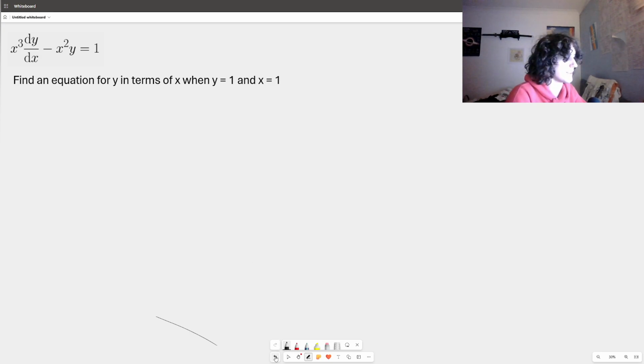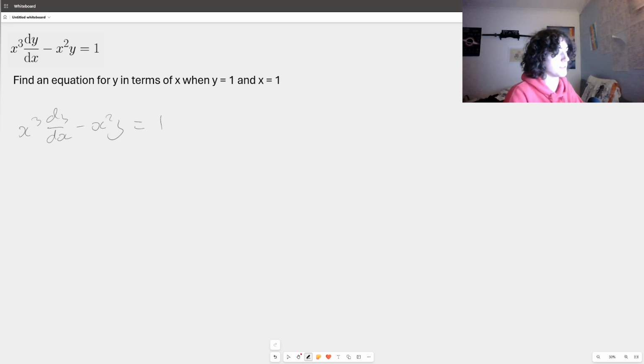So let's get started. We have x cubed dy by dx minus x squared y equals 1. Now we can see that if x cubed is going to be our x term, the differential of x cubed is 3x squared. Unfortunately, we only have a minus 1x squared. So this is not in the format where we can avoid the integrating factor. Unfortunately, we have to go ahead and use it.